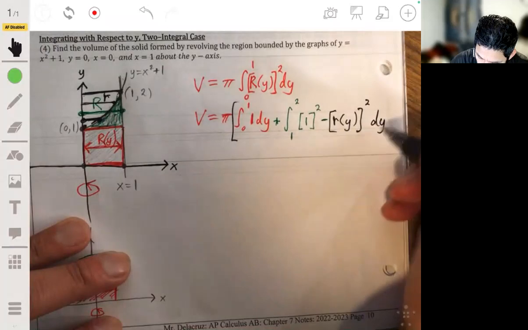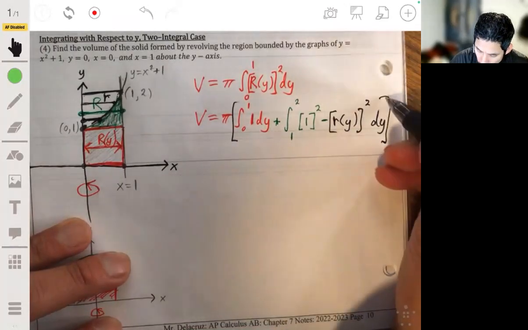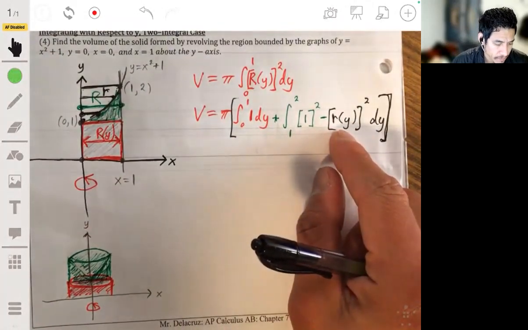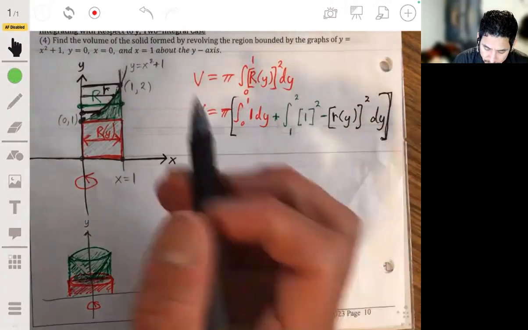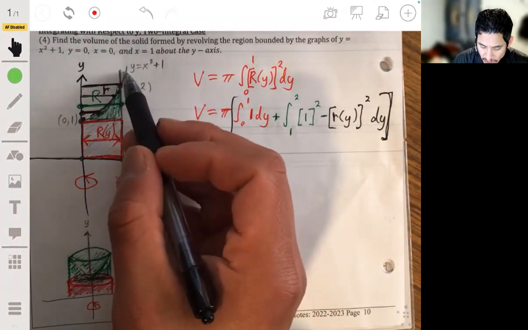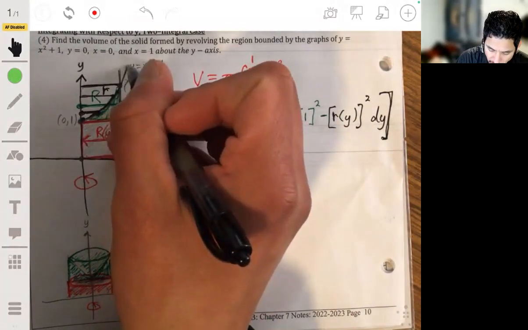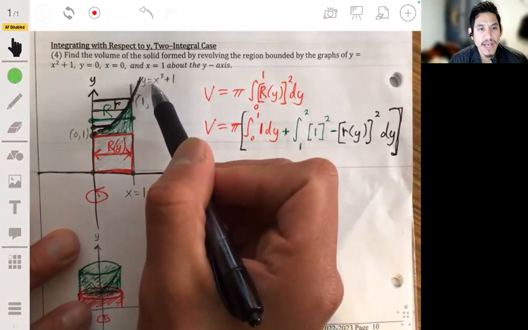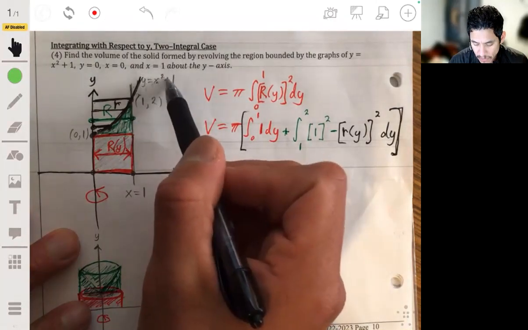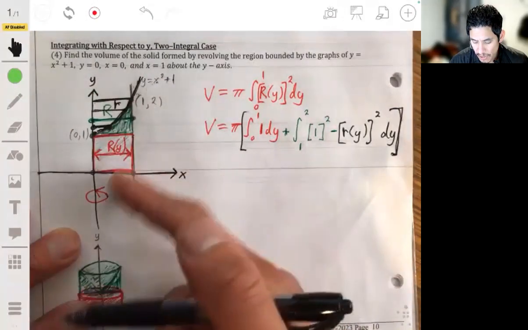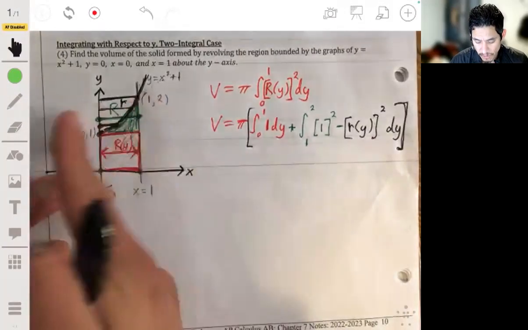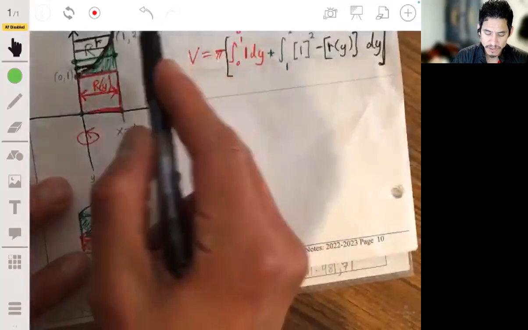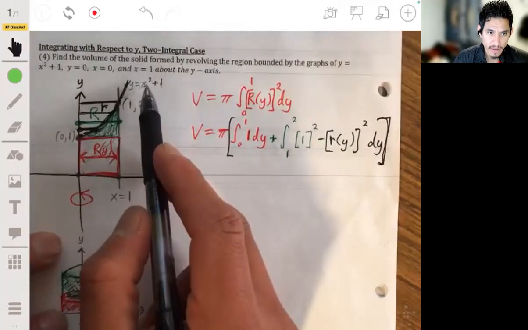This whole thing will be multiplied by dy. So we've got to figure out what small r of y would be. Now, we just have to find an equation for this graph right here. If it was a function of x, the equation would be y equals x squared plus 1. But we're now revolving around the y-axis, so it's going to be a function of y. So essentially, we just have to solve this equation for y.